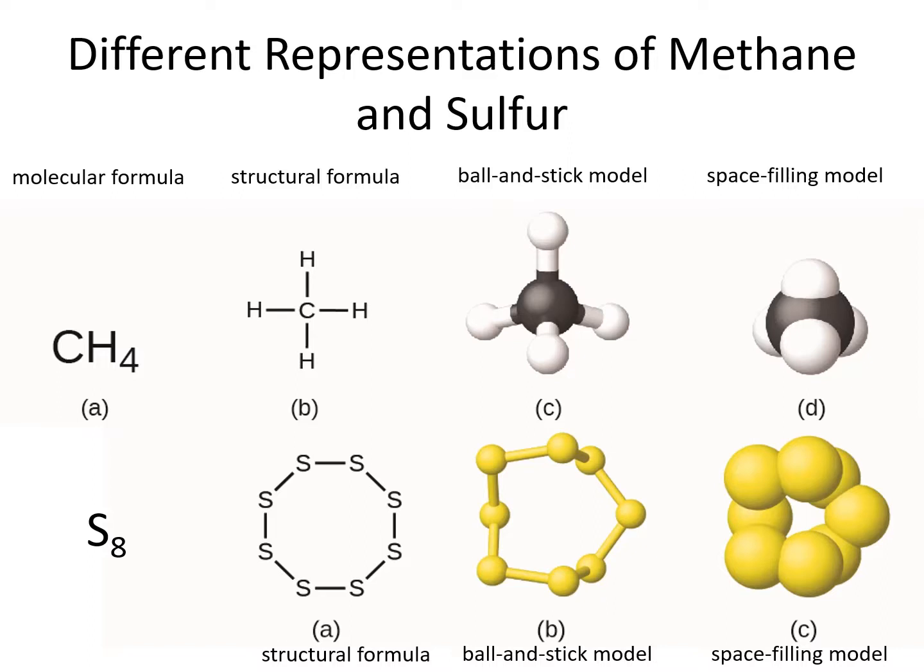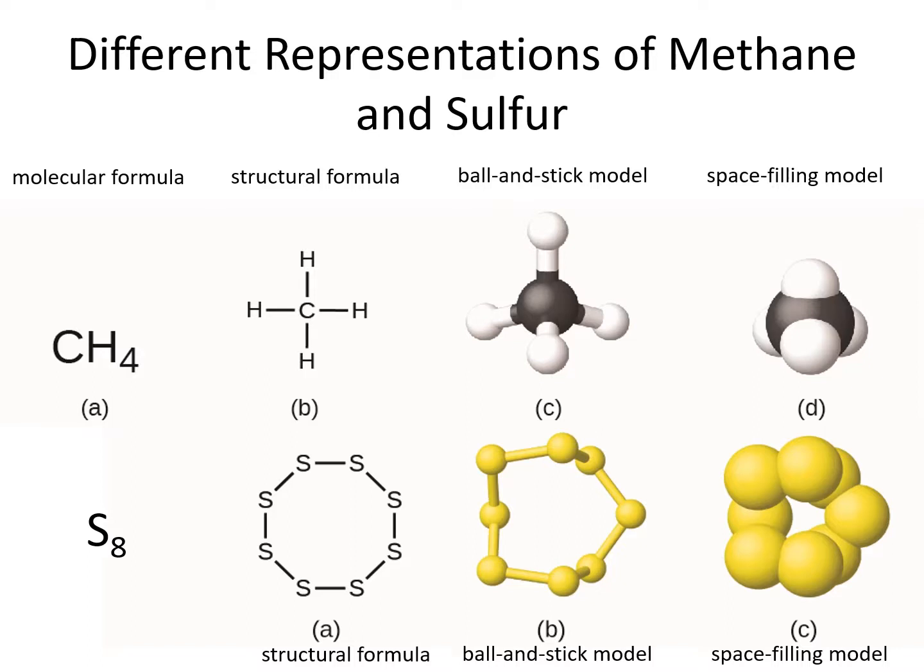The molecular formula for a sulfur molecule could be written as S with a subscript of 8, telling us that it contains 8 sulfurs attached together. A structural formula tells us more about the structure. It tells us which atoms are attached to which other atoms. In the structural formula for methane, we can see that there is a central carbon atom to which the 4 hydrogens are attached. The structural formula for sulfur shows that the 8 sulfurs form a ring.